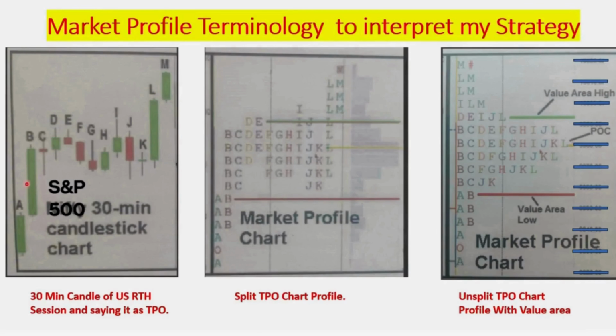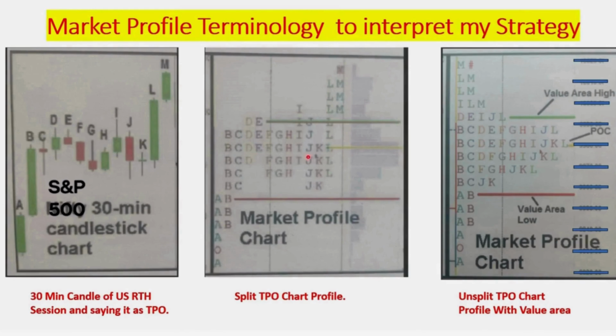Each 30-minute interval is represented by a TPO, or a time price opportunity, labeled from A for the first period, B for the second period, and so on. Throughout the entire regular trading hours, when we plot each candlestick as its corresponding TPO, we create what's called a split profile. For example, the first period A shows the initial range formed, and the subsequent periods B, C and so forth continue to build upon that range.